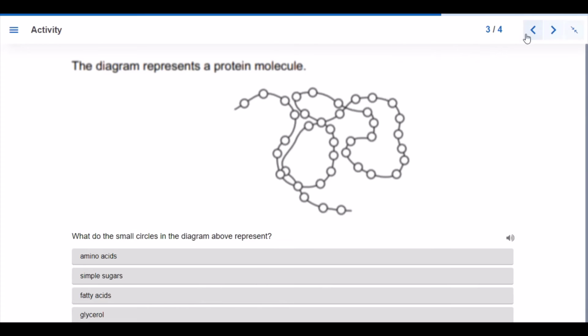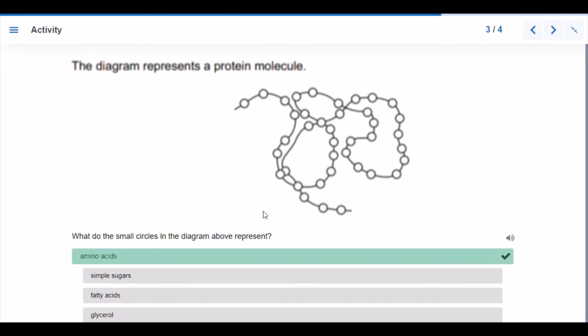So we have our set of activities which are compiled from Cambridge past questions. The diagram represents a protein molecule. What do the small circles in the diagram above represent? They represent amino acids, which are building blocks for proteins.